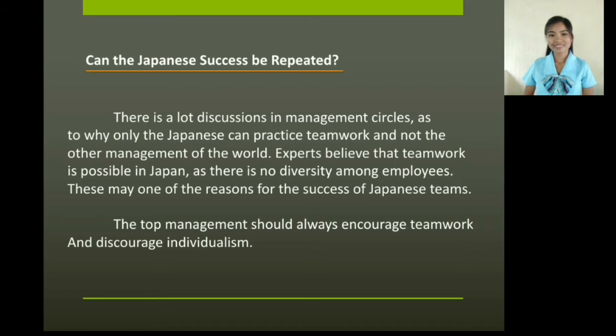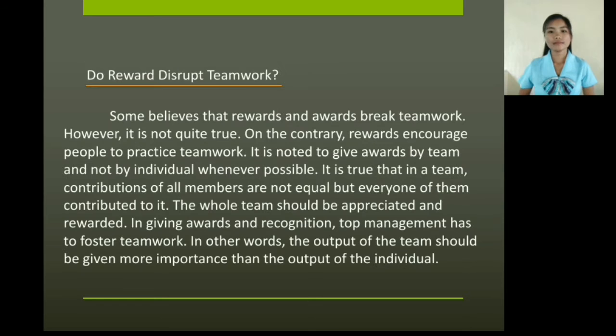Nothing's impossible. The top management should always encourage teamwork and discourage individualism. Two heads or more heads are better than one, because two or more heads equal many ideas. And if many ideas are put together, it could bring out the best, the brilliant idea of all.